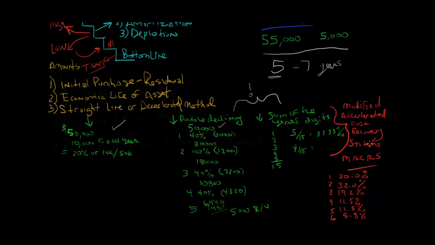Modified Accelerated Cost Recovery System, or MACRS. Now you can use this for internal if you want, but when you report it externally, you must use these percentages, at least as of this year: 20% the first year, 32%, 19, 11, 11, and 5. And if you take a look, they actually depreciate a 5-year asset over 6 years. At least that's how MACRS works. So I hope this helps a little bit in understanding how depreciation works.